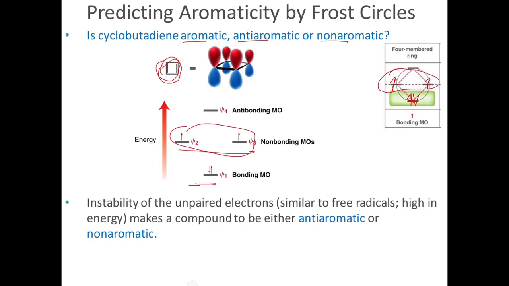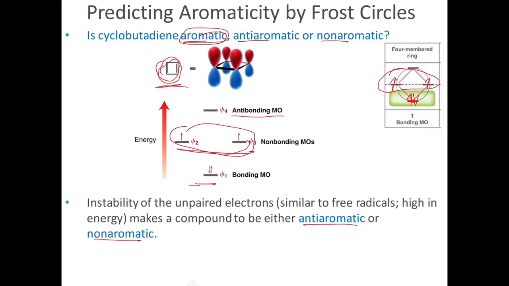No pairing until each of them has 1 electron. Then the anti-bonding. So the existence of unpaired electrons implies that the compound is not aromatic. Okay? So therefore we know this compound is not aromatic, but Frost circles can't really tell us whether it is anti or non-aromatic, but we know that it's not aromatic. So we can employ Frost circle and then Hückel's rule to help us predict the aromaticity.